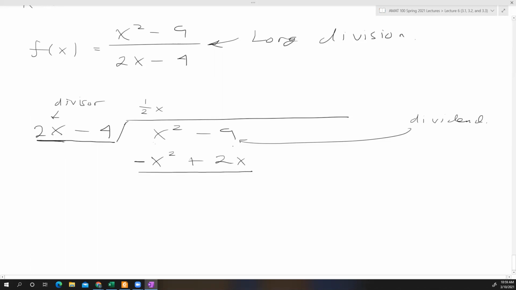And then you combine these. And this becomes your new dividend in a sense. So when you combine these, you get 2x minus 9. And then you play the same game again. So this is the new dividend.